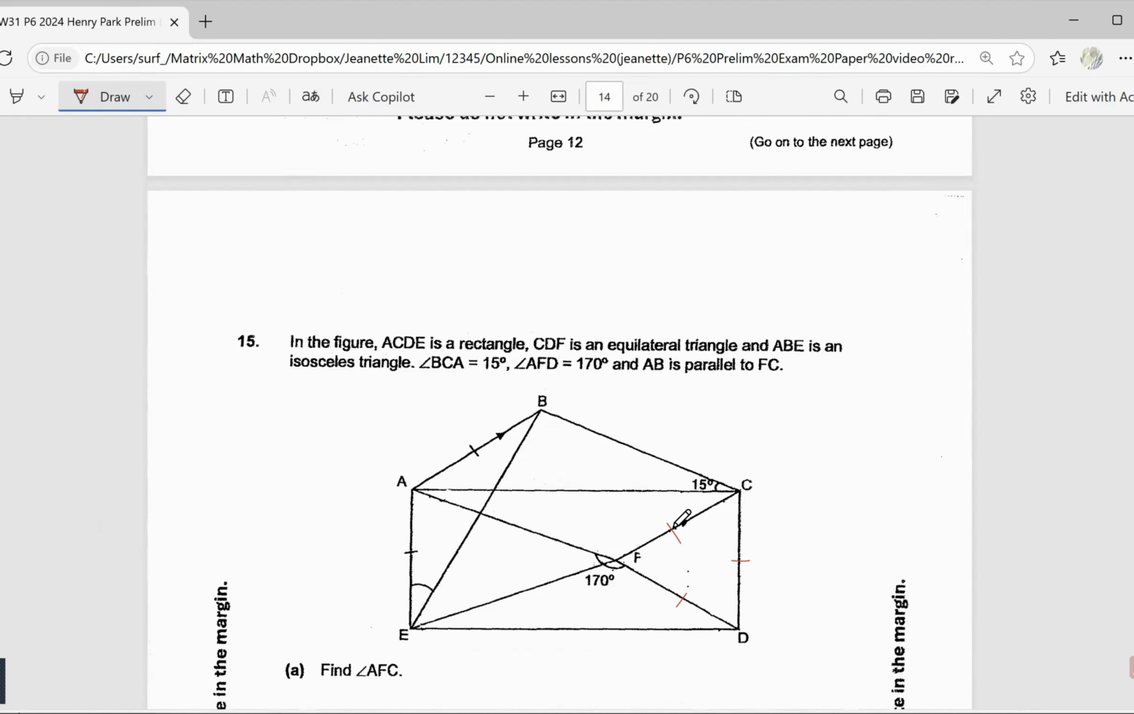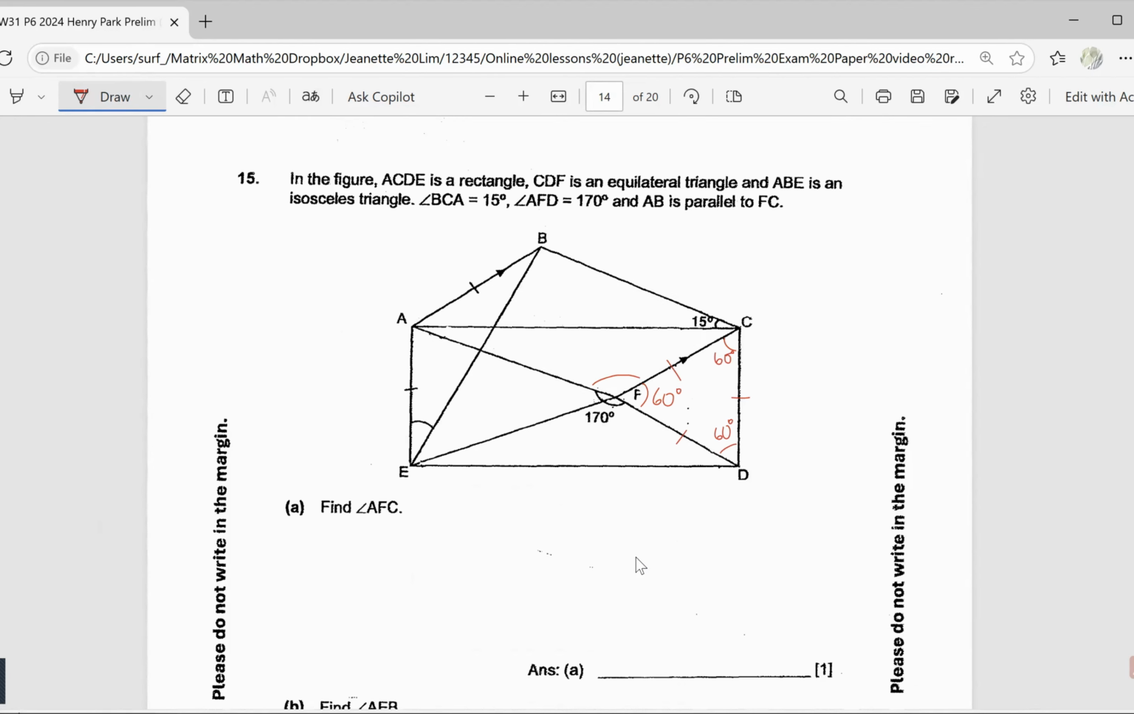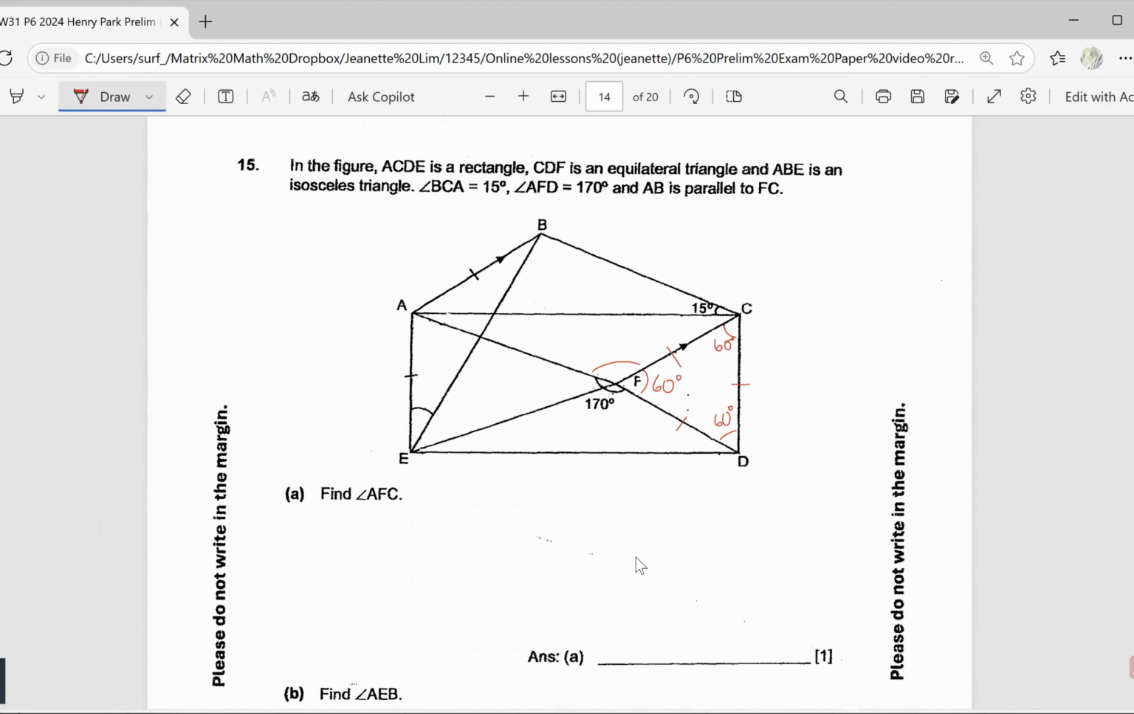So first you need to find AFC. This is 60 degrees. This is also 60. This is 60. So to find AFC over here, we can use angles at a point. Angles at a point is 360. So 360 minus 170, then minus 60, which is 130 degrees.